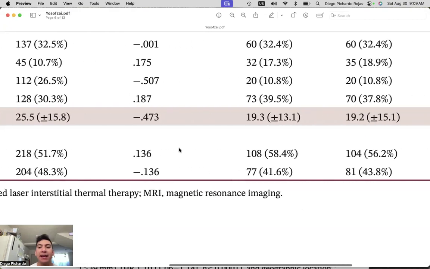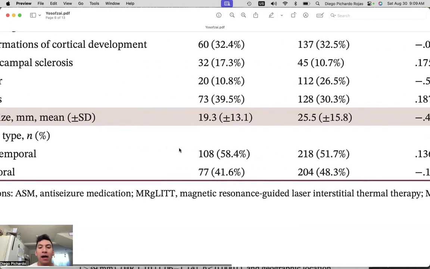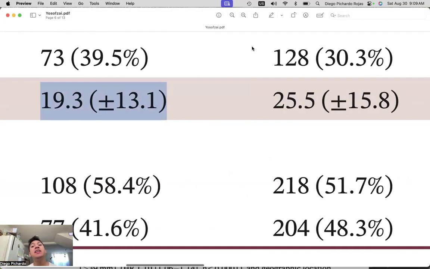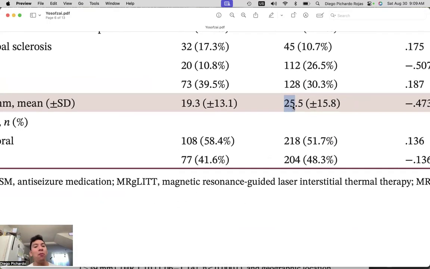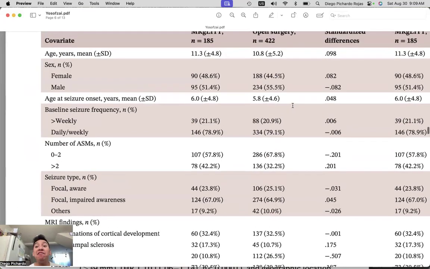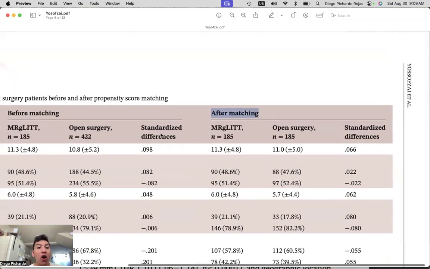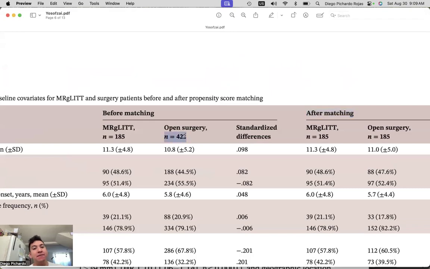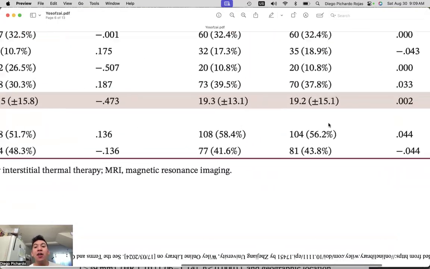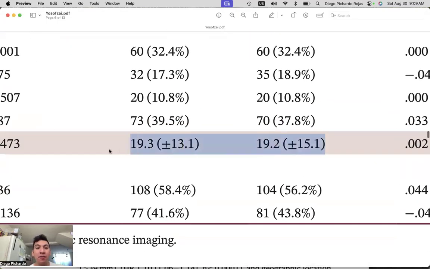Look, at the beginning, one group had a 20 millimeter lesion size, and the other was a 25 millimeter lesion size. That was very different, almost 25% higher lesion size. So, of course, the outcomes could be influenced by this. But after propensity score matching, we lost 300 patients from the open surgery group. But at the end, look at the lesion sizes. They're practically the same.